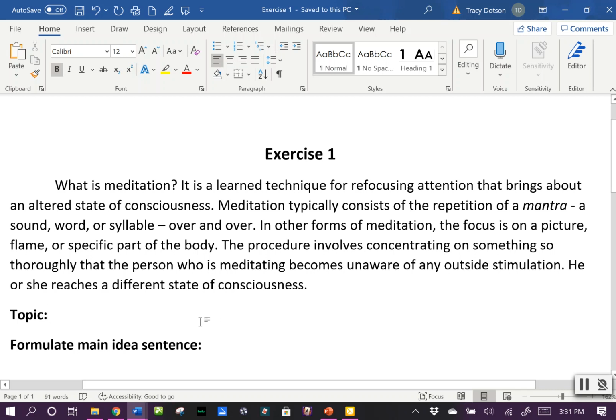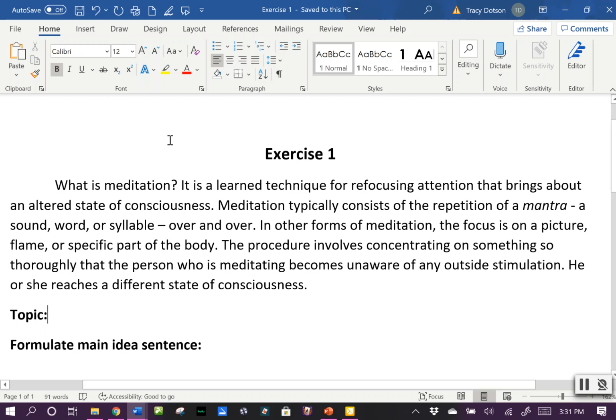And the paragraph reads, "What is meditation? It is a learned technique for refocusing attention that brings about an altered state of consciousness. Meditation typically consists of the repetition of a mantra, a sound, word, or symbol, over and over. In other forms of meditation, the focus is on a picture, flame, or specific part of the body. The procedure involves concentrating on something so thoroughly that the person who is meditating becomes unaware of any outside stimulation. He or she reaches a different state of consciousness."